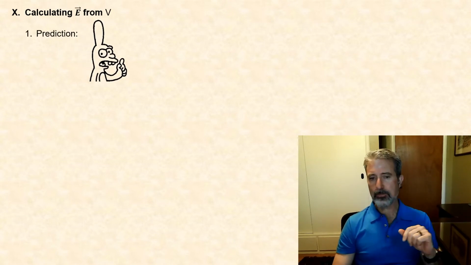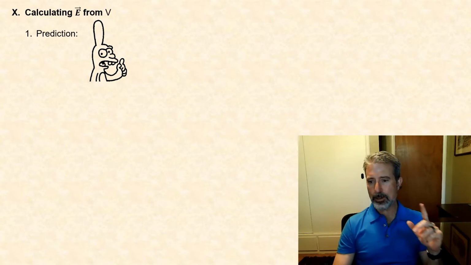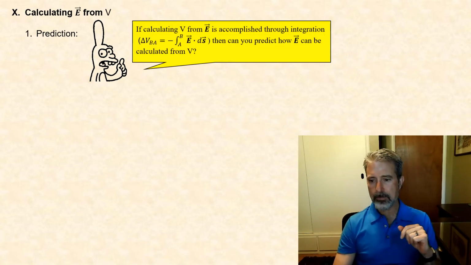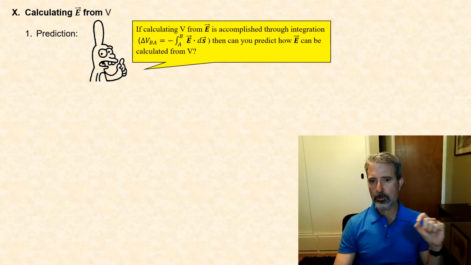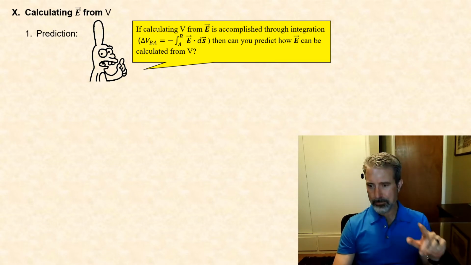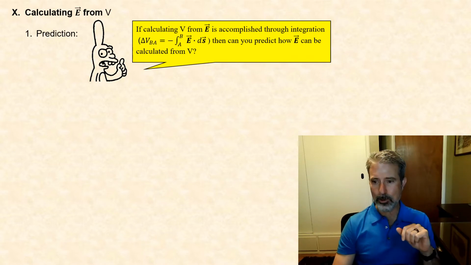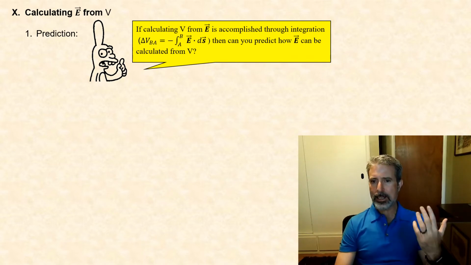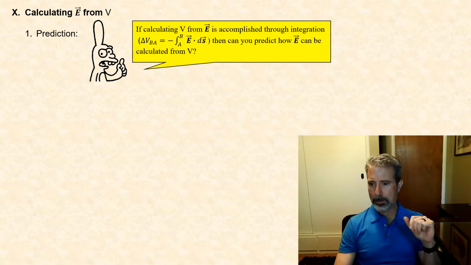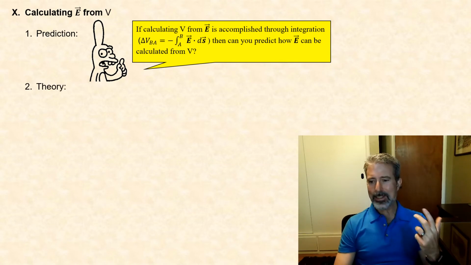Well, let's listen to the advice of this one-eared rabbit. He never steers us wrong, right? When Bongo tells us that in calculating the electric potential from the electric field, this is accomplished through integration. You see the definition there that you know, love, and are very familiar with by now. Then can you predict how the electric field can be calculated from the electric potential? Well, let's take a look here.